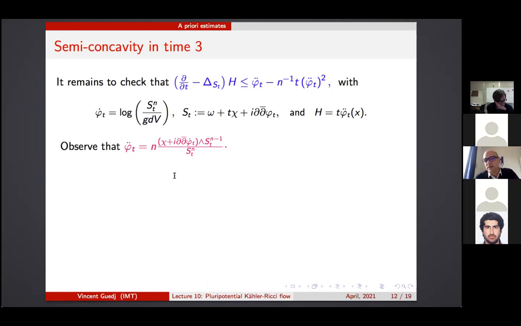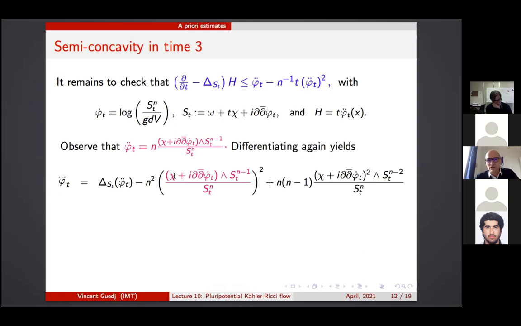But st has this simple dependence in time. St dot is simply chi plus i dd bar phi t dot. Now I need to differentiate once more. So what I get when I differentiate a third time phi t with respect to time is, either I differentiate the piece chi plus i dd bar phi t dot, and then what I get is the Laplacian of phi t double dot with respect to st.